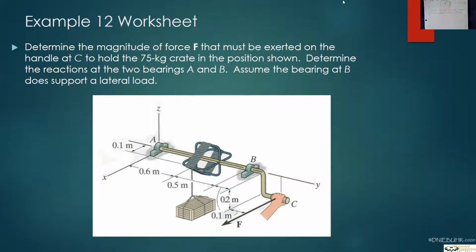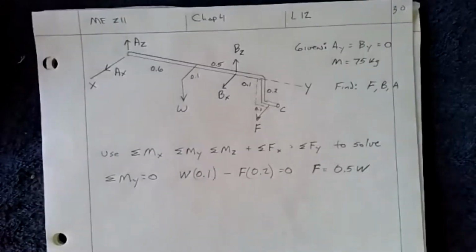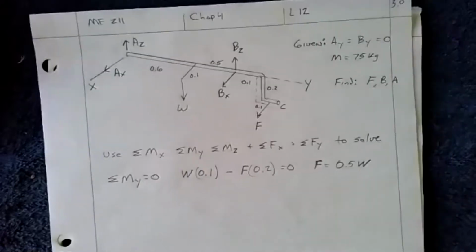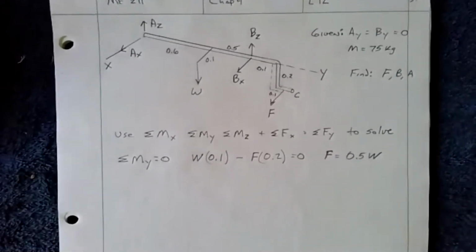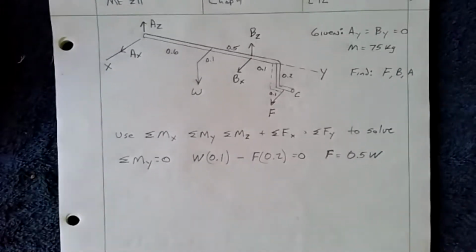So here is the problem. Not really a problem. Here is the fun challenge. How about that? So what I've done is I've drawn the free body diagram. We know that Z is up, X is out, Y is to the right. And there's my respective distances. And so how are we going to do this one?